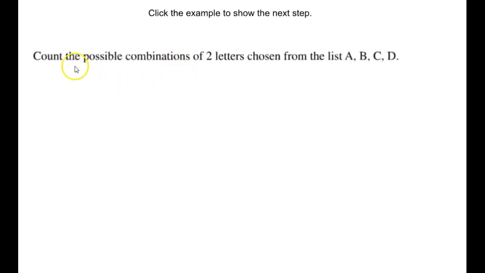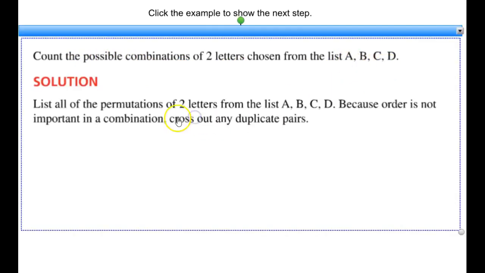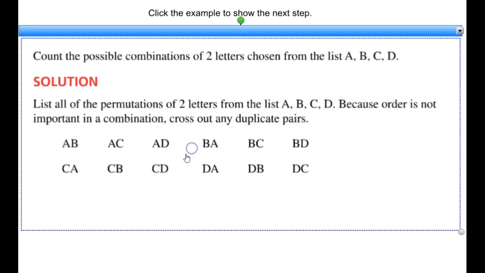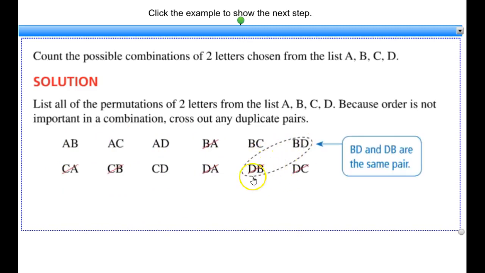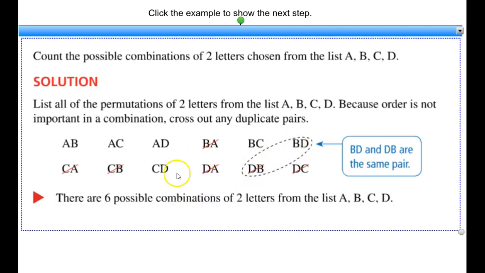Now let's look at this example. Count the possible combinations of 2 letters chosen from the list A, B, C, and D. First I want to list all of my permutations, and then I cross out my duplicate pairs. If I start with A, I can have AB, AC, AD. Then if I start with B, I do the same thing, and C and D, I do the same thing. Now that I have that, I can cross out my duplicate pairs because BD and DB are the same thing. Then I figure out that there are 6 left over that I haven't crossed out. So that is my 6 possible combinations of 2 letters from that list.